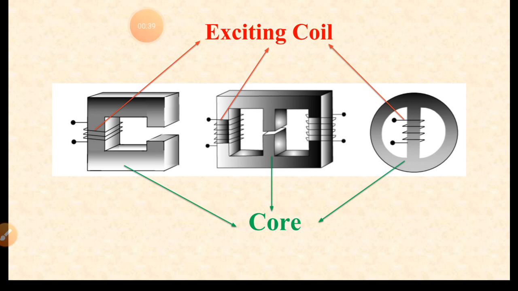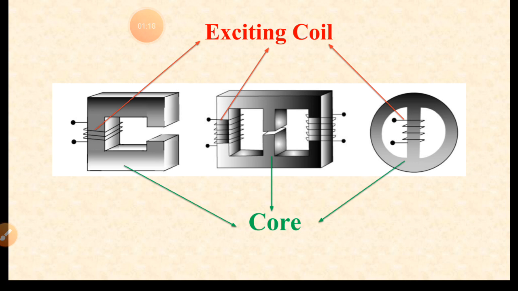Before going to the analysis, let's take a look at the figures shown below. These are some of the examples of magnetic circuit. We can see that all of them is having a magnetic material. This is known as the core. The core is wound with a coil, say having n number of turns. And this coil is known as your exciting coil.